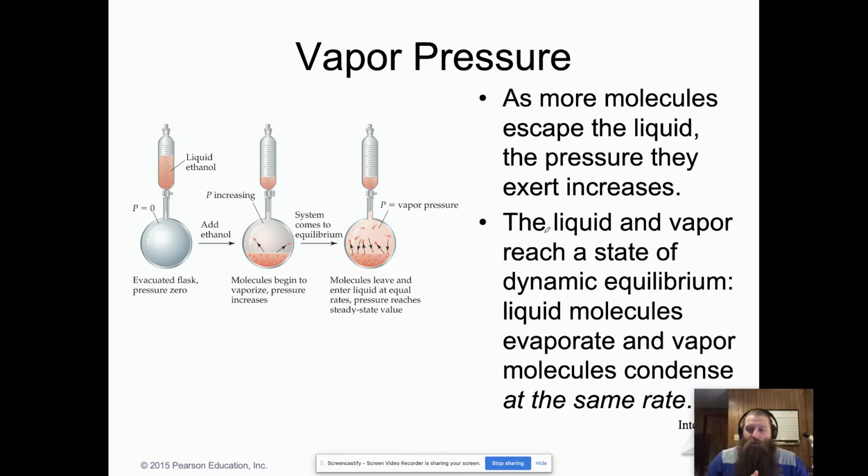Eventually, there's going to be a dynamic equilibrium reached between the liquid and the vapor, in which you're evaporating at the same rate you're condensing, and the pressure that you're left with is going to be your vapor pressure. It's the fact that some molecules at the very edge, right at the interface of a liquid, have enough kinetic energy to overcome those forces of attraction and to vaporize.